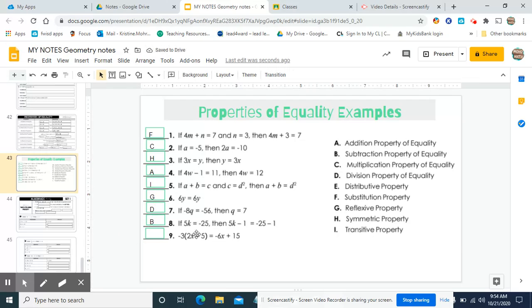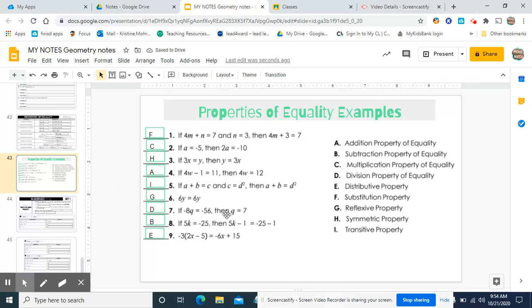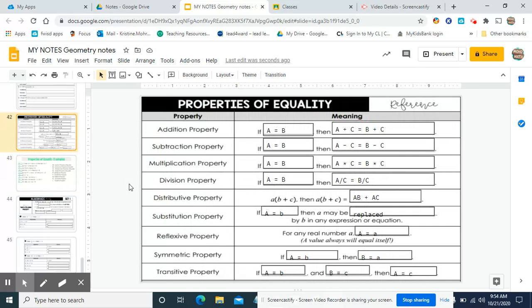All right. Then here we have -3 times (2x minus 5), and that's equal to -6x plus 15, which we know if we did -3 times 2x, we get -6x. -3 times -5, we get +15. So that is the distributive property, where you take the number on the outside of the parentheses and multiply everything inside. And that is basically all for our properties of equality.